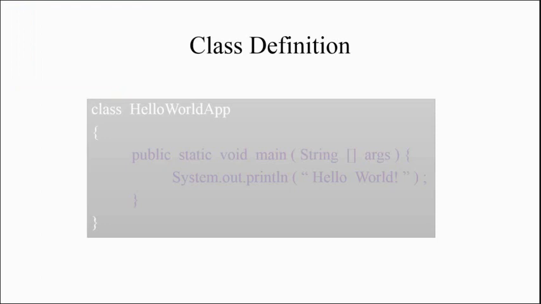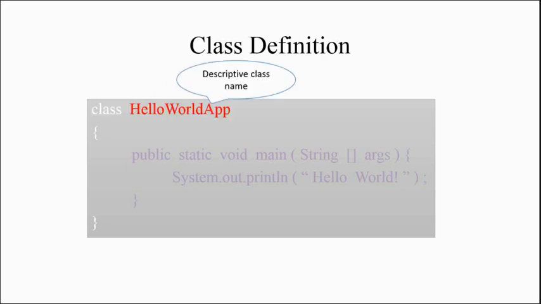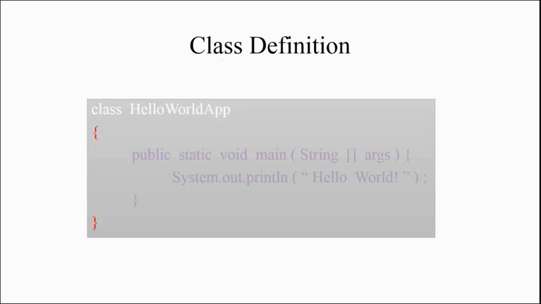It is really simple to define a class. First, use the keyword class. Then give a descriptive name to your class like HelloWorldApp. Then write your code within the curly braces. Now, if you are wondering what class and objects are, they are basic concepts of object-oriented programming. We'll discuss them in later videos.